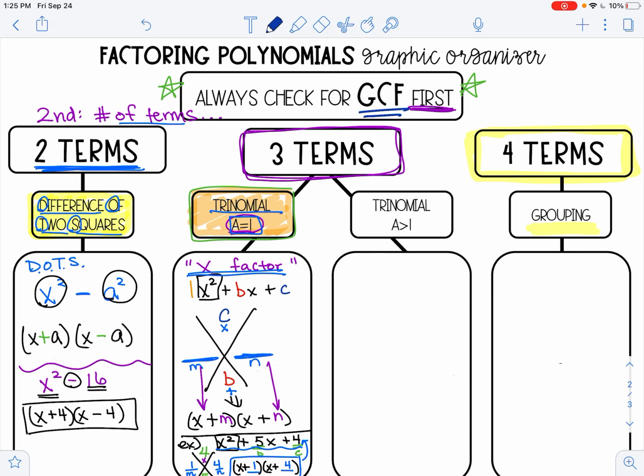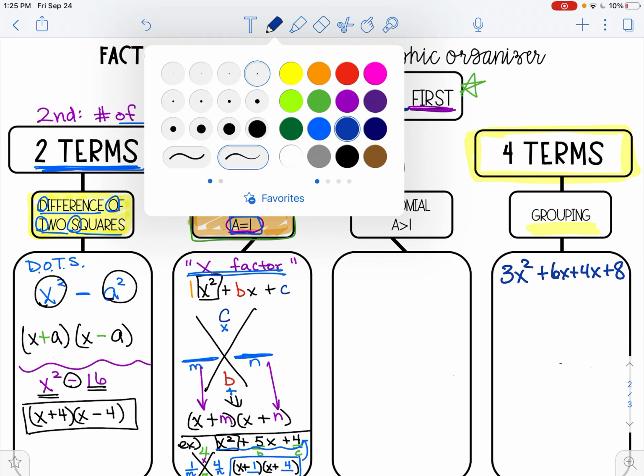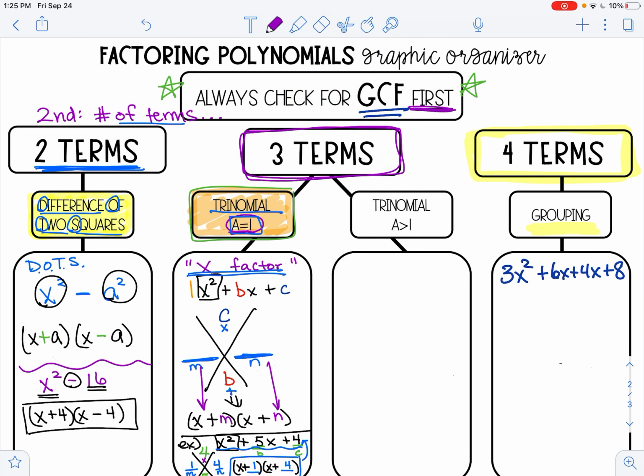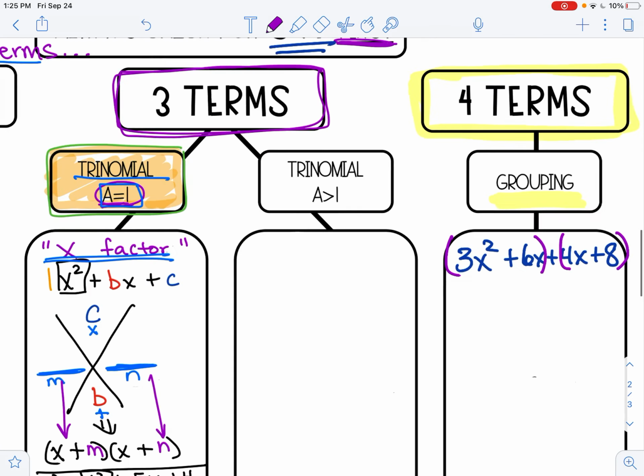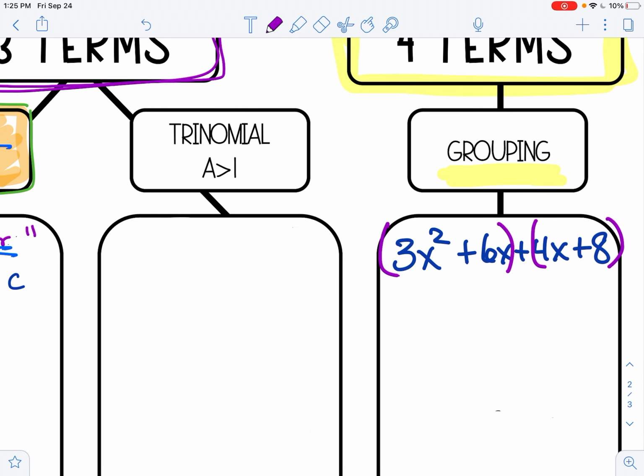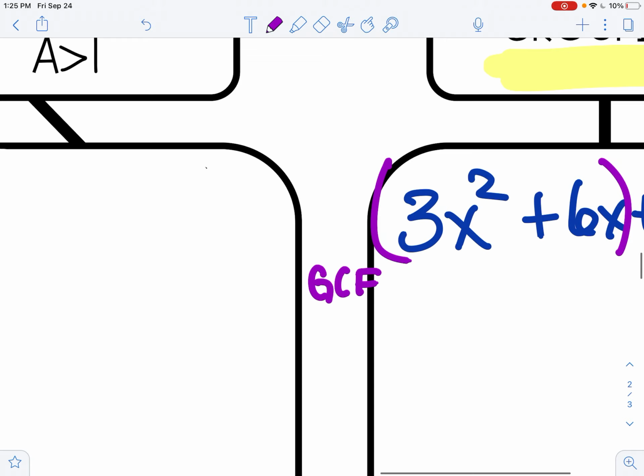Okay? So when we use grouping, for example, if we have 3x squared plus 6x plus 4x plus 8, the first thing that we're going to do with grouping is we're literally going to group the first 2 and the last 2 terms together. Once we do that, we're looking for the GCF of just this part. So what I want you to do is kind of ignore the second parentheses group. I'm going to zoom in so you can ignore it. You can cover it up with your finger, however you want. But let's see what the GCF is of both of these terms.